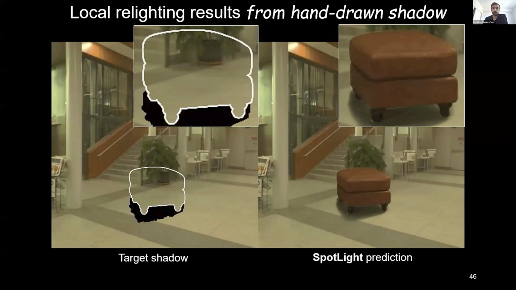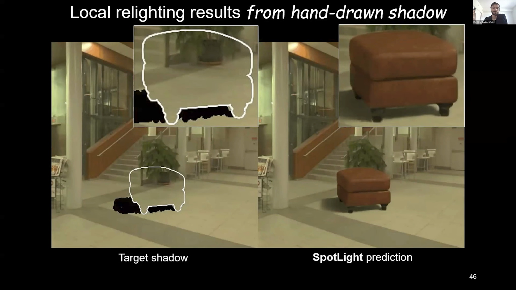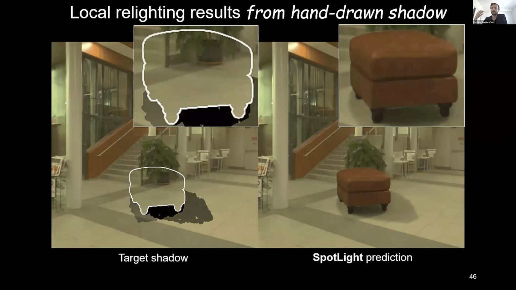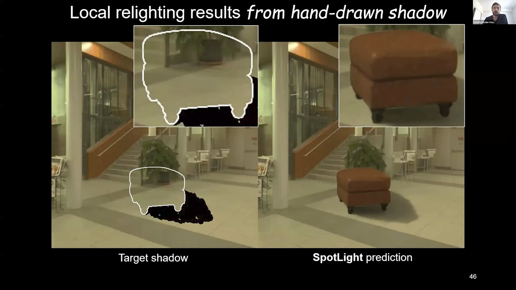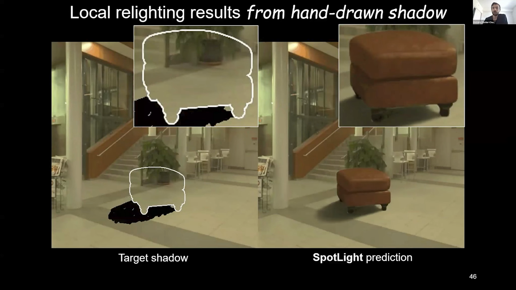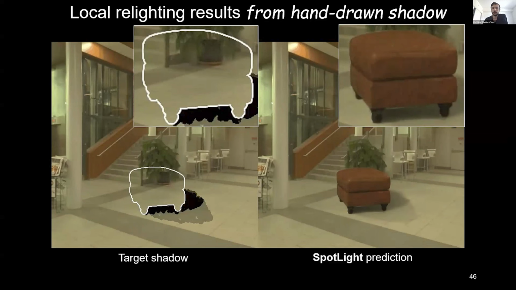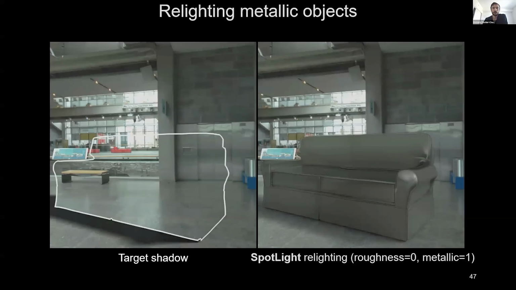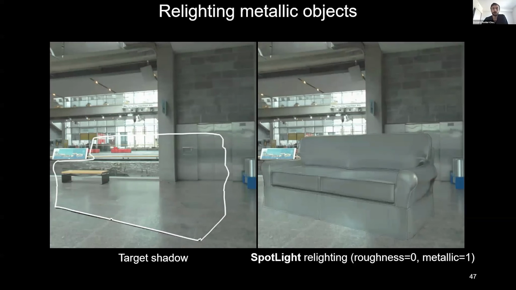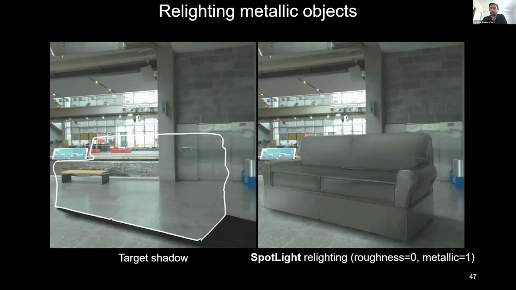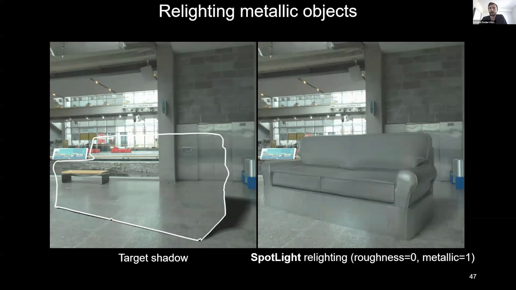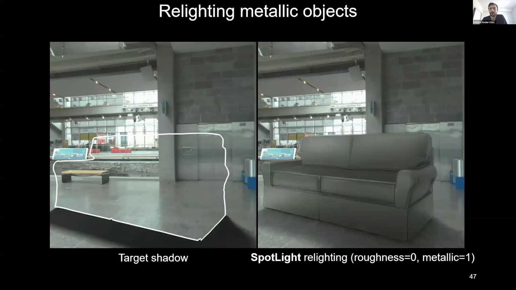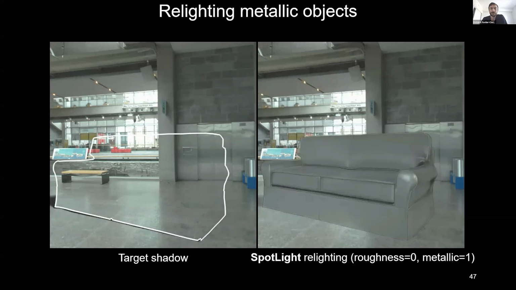And another fun thing that we can do is that we can actually hand draw the shadows instead of using, for example, shadow mapping to obtain a coarse shadow. And we can see that the object is still relit reasonably well with this guiding shadow. And we can also use a different checkpoint of the diffusion renderer, which was trained to support metallic objects, so to support more complex material properties. And we see some very nice results here as well.